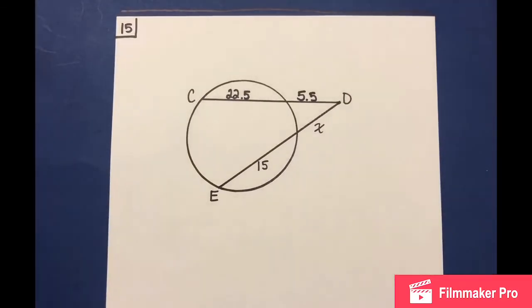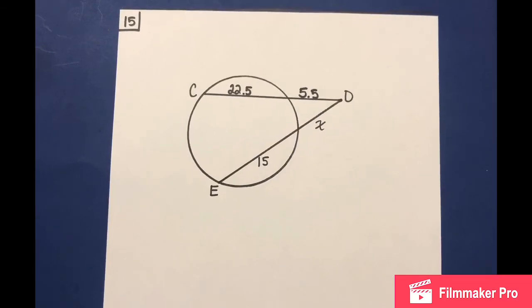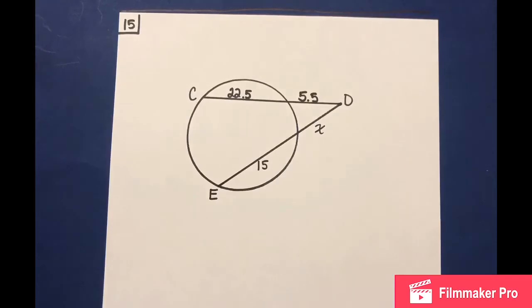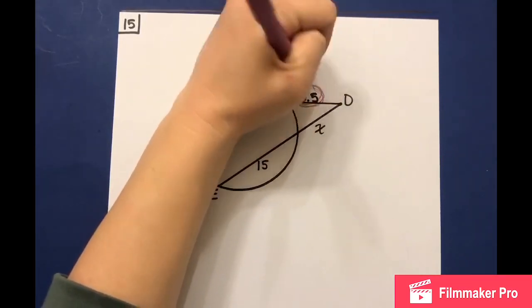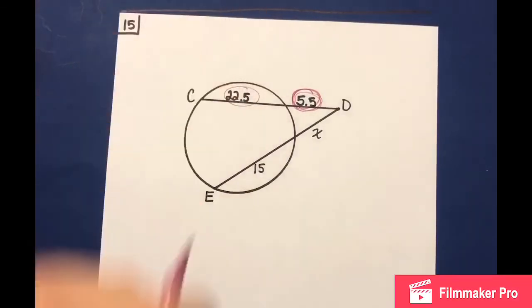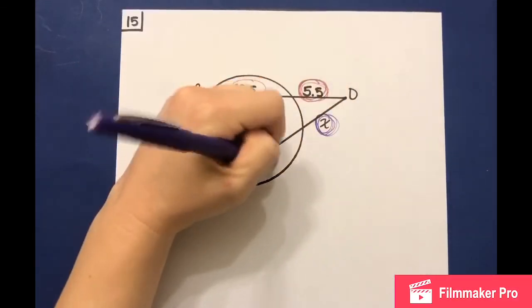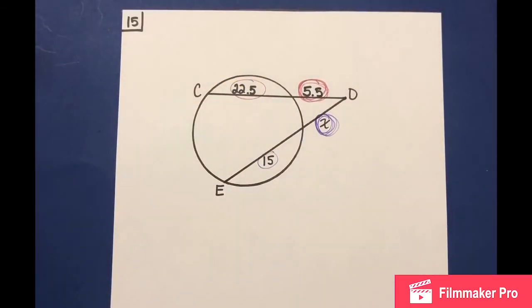Number 15. Let me see what we're working with. This one seems to be a problem where I have two secants intersecting outside of the circle. So I'm just going to bold, just like I did before. Circle that a ton of times, circle that once. Circle that a ton of times, circle that once. And let's set up our equation.